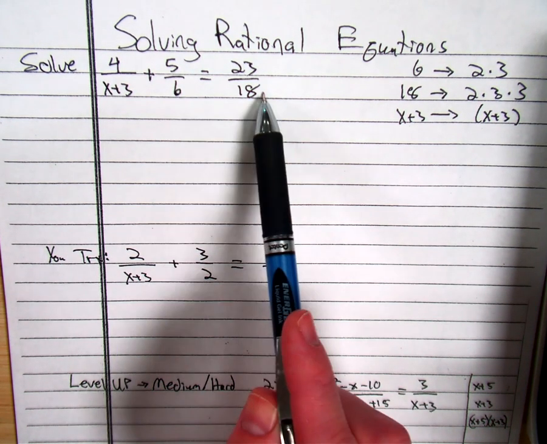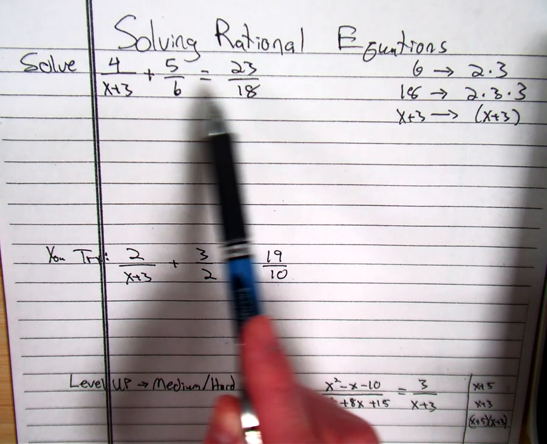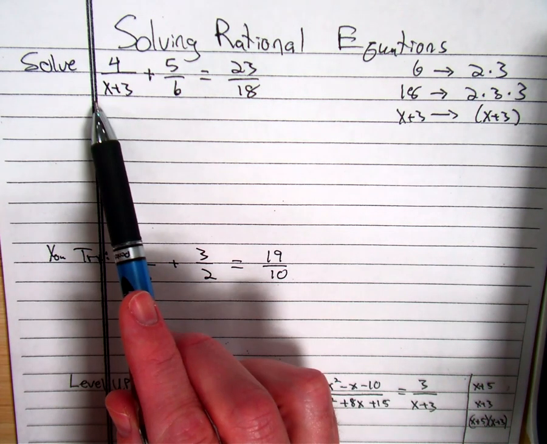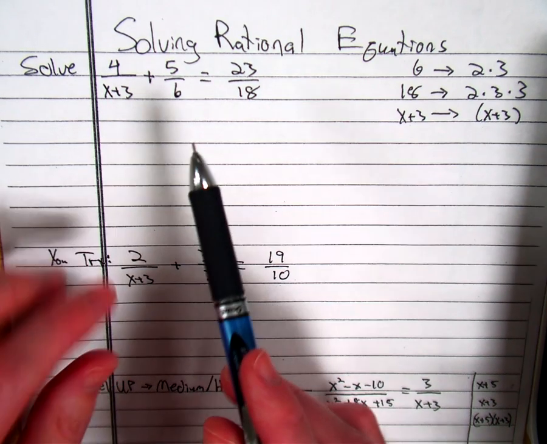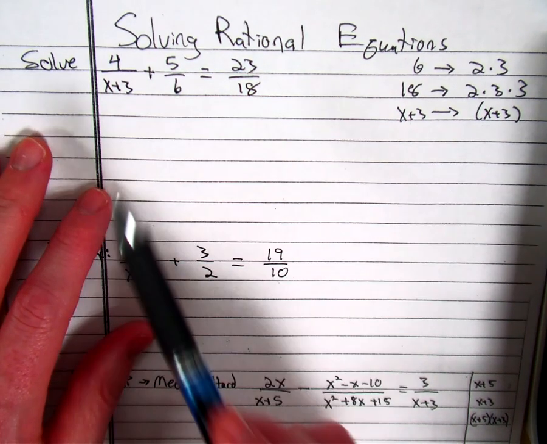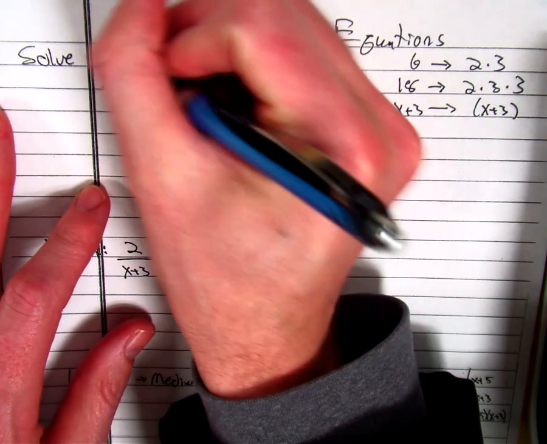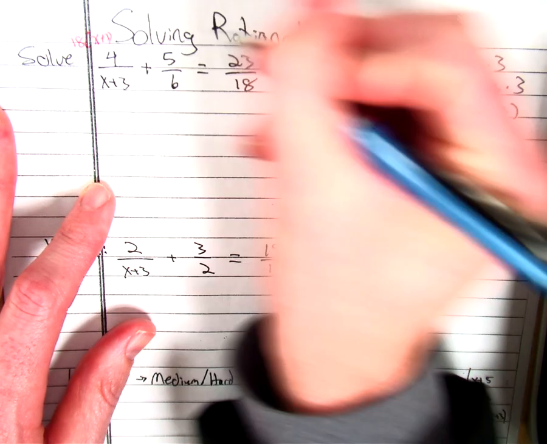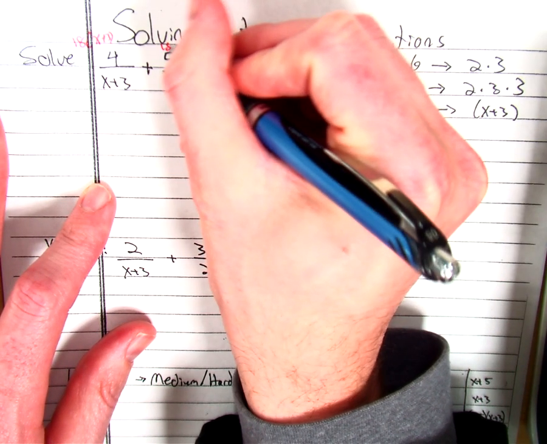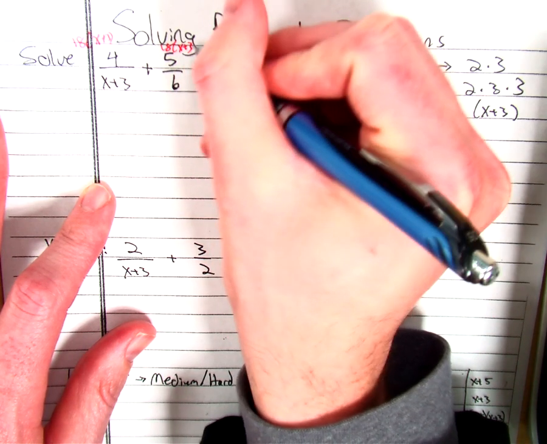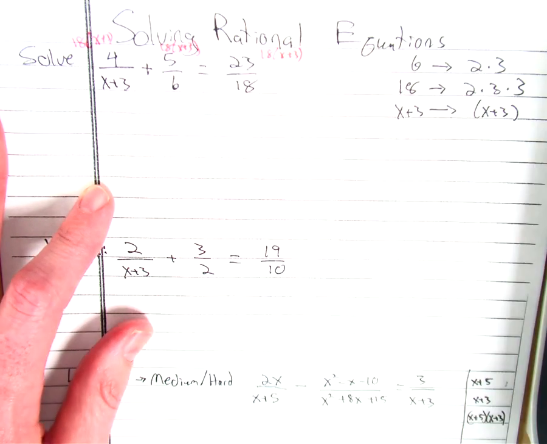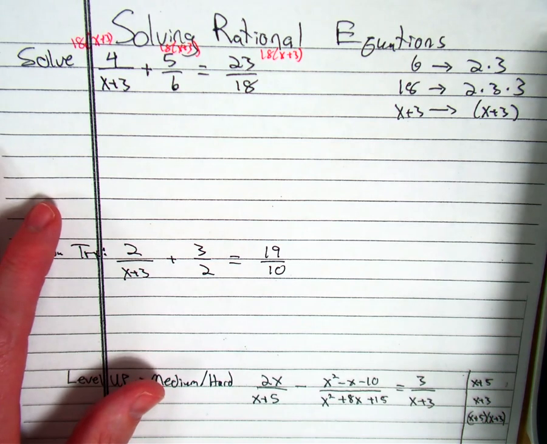Okay, so we're looking at x plus 3 and then 6 and 18. So the first number that 6 and 18 both go into is 18. And then we have this quantity x plus 3. So we're going to multiply by 18 times (x plus 3) to both sides and everything on both sides.